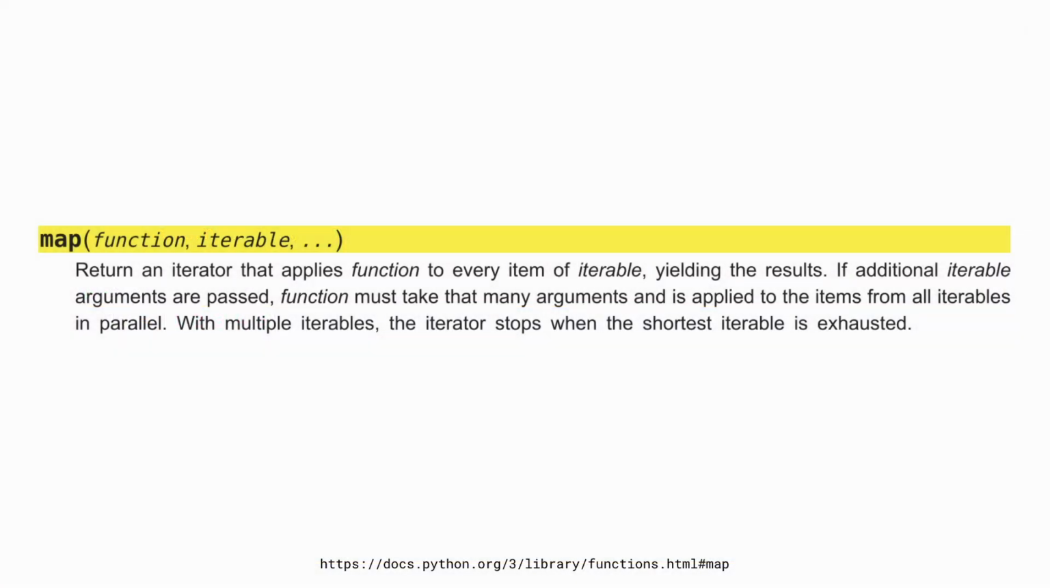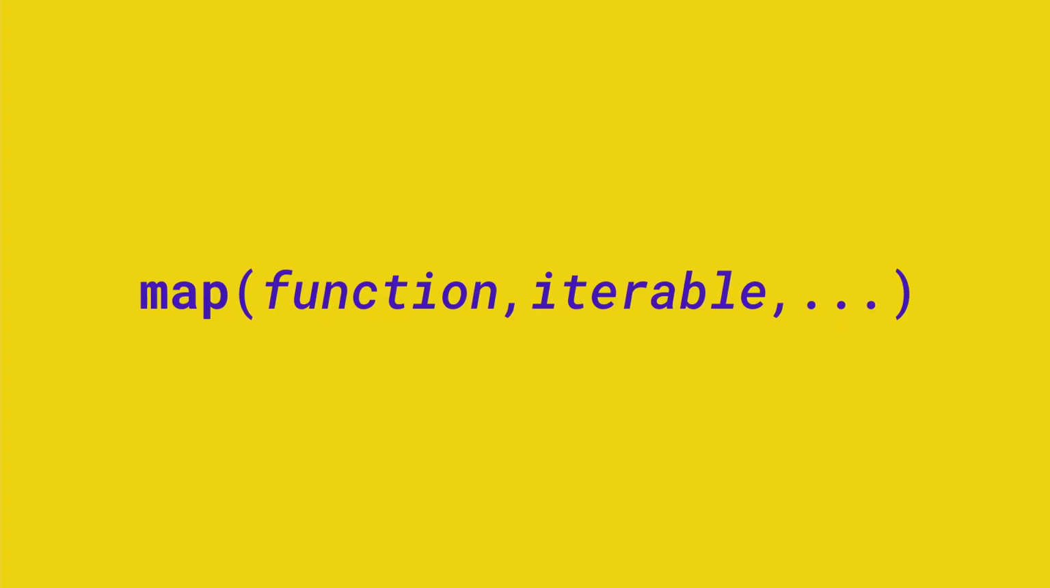To solve all of this, Python has a higher order function called map. A higher order function is basically a function which takes in one or more functions as arguments or returns a function as its result. Let's take a look at the basic syntax. You pass in the function object along with the iterables and you get an iterator object in return.